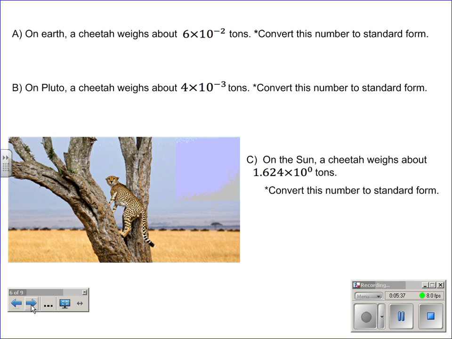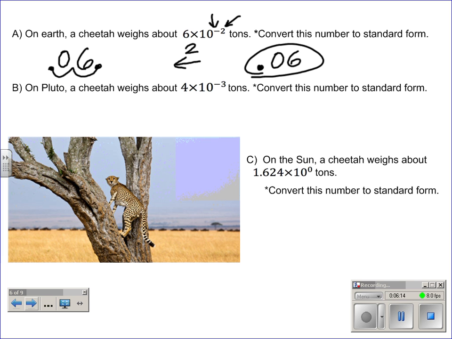And then last but not least, we're going to talk about the cheetah. On Earth, a cheetah weighs 6 times 10 to the negative second tons. So we're going to start out with the 6. We know to move the decimal to the left because of the negative symbol on the exponent. We know we're going to move it twice because of the 2. So the decimal starts here to the right of the 6, and then we move it to the left once, twice, and we put in a 0 because we moved to the left once past the 6. So we need the 0 to hold that place value. So 0.06 tons is the weight of a cheetah on the Earth.